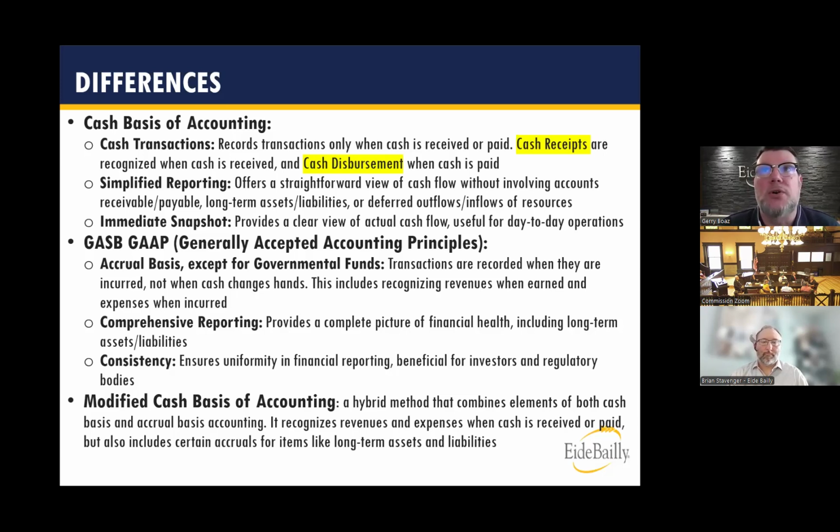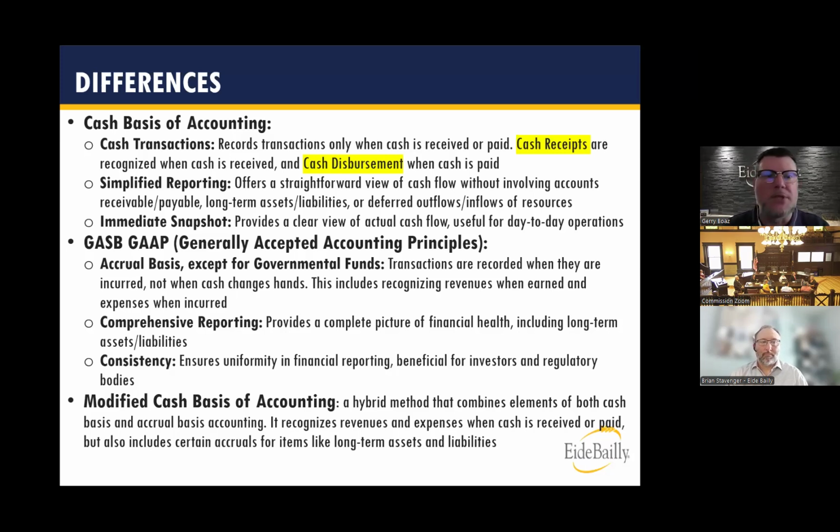Interperiod equity is ensuring that the cost of services are borne by the taxpayers who are going to benefit from those services, rather than shifting that burden to future taxpayers. So from that perspective, when we think about the spectrum of the different accounting bases, we go from, like Brian said, the pure cash basis at one end of the spectrum, short term, focus strictly on cash inflows and cash outflows. Really difficult to see a comprehensive view of the financial health of your government.